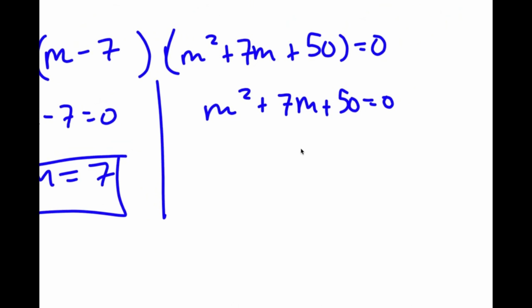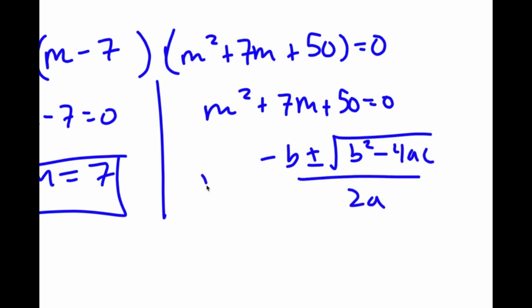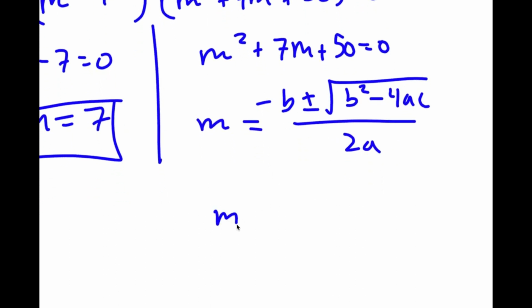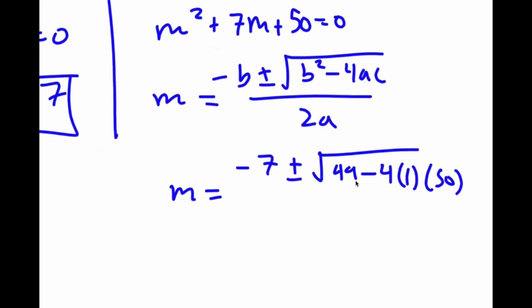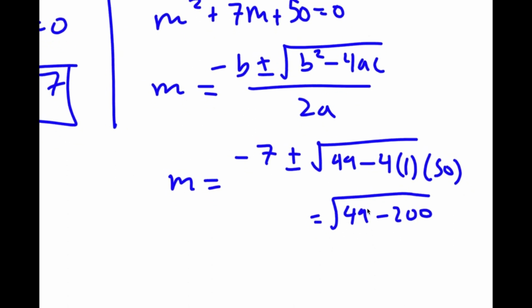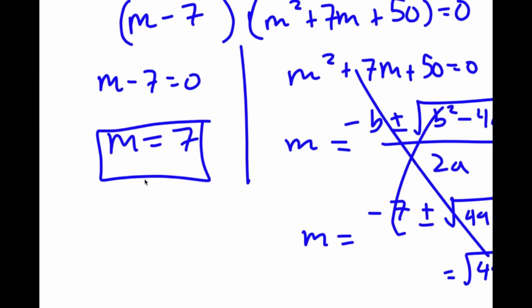And m squared plus 7m plus 50, you have to use the quadratic formula, which is negative b plus or minus the square root of b squared minus 4ac all over 2a. So this is the same thing as negative 7 plus or minus the square root of 7 squared, which is 49, minus 4 times a, which is 1, times c, which is 50. And if you notice, this is the same thing as the square root of 49 minus 200, which is going to be a negative number, meaning this won't work, and my only solution is m equals 7.